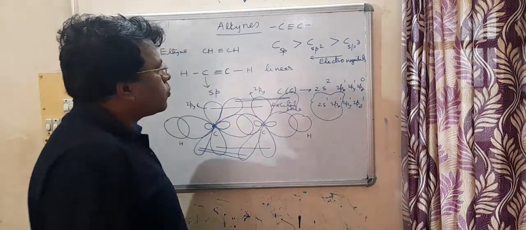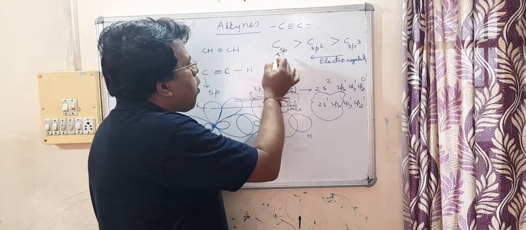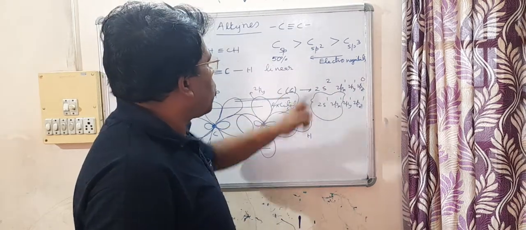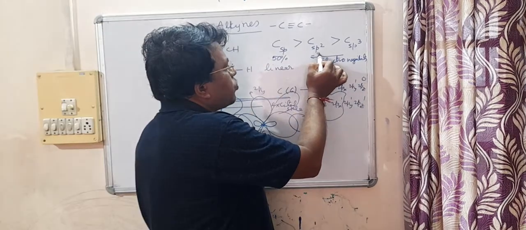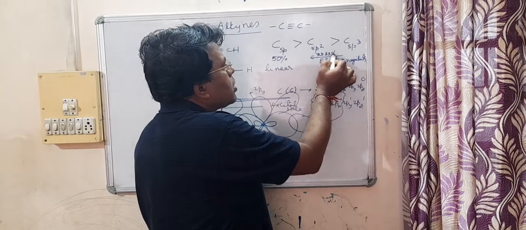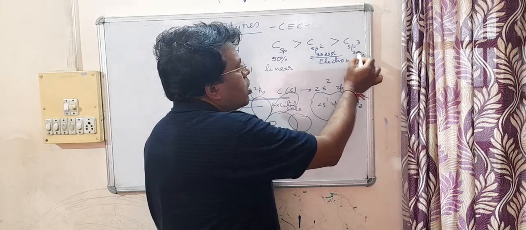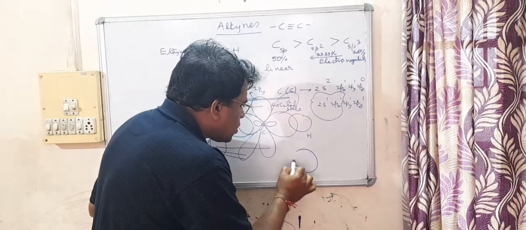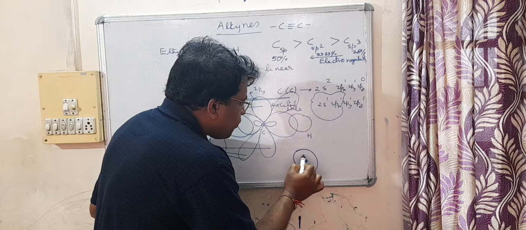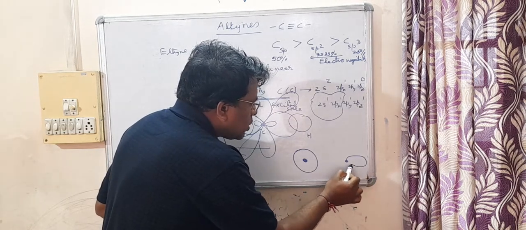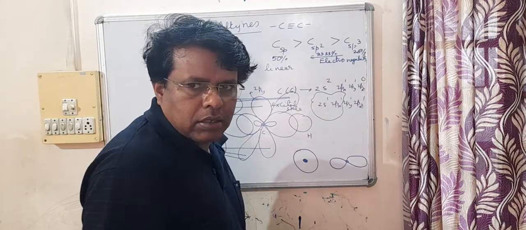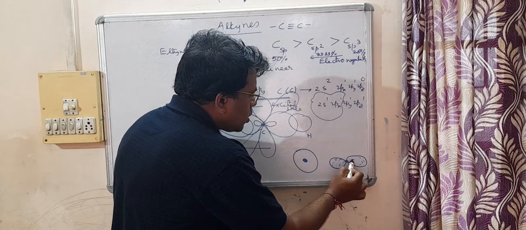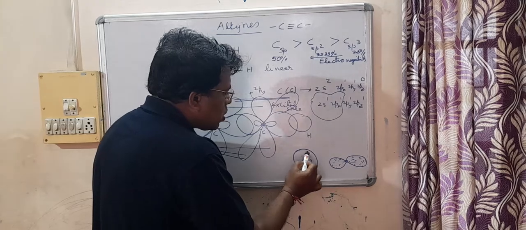It is because this sp hybridized carbon has 50% s character. This sp2 hybrid orbital has 33.33% s character, and this sp3 has 25% s character. Now the s orbital is spherical, and you also know that the p orbital is dumbbell shaped, and the probability of finding the electron is like this.